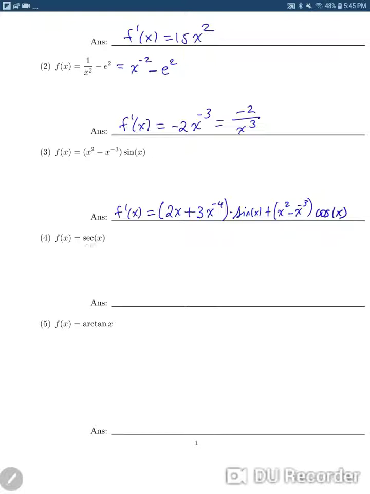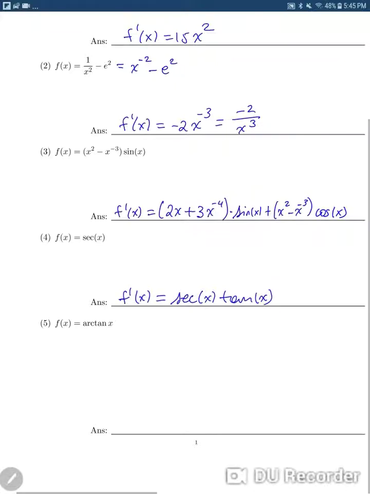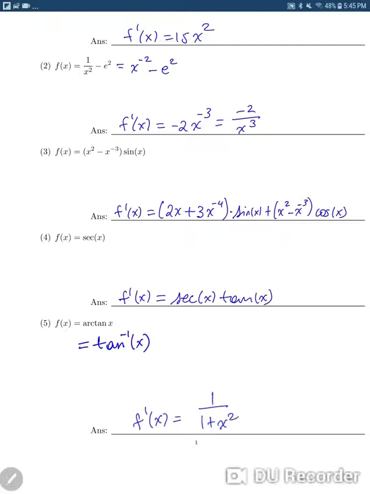This is one of the basic functions, basic formulas we should study. The derivative is secant of x tangent of x. So the derivative of sec x is secant of x times tangent of x. This one is arctangent of x, f of x equals arctangent of x, which really means tangent inverse of x. So the derivative is 1 over 1 plus x squared. And this is one of the basic derivatives.